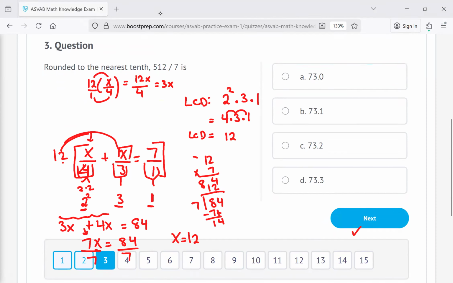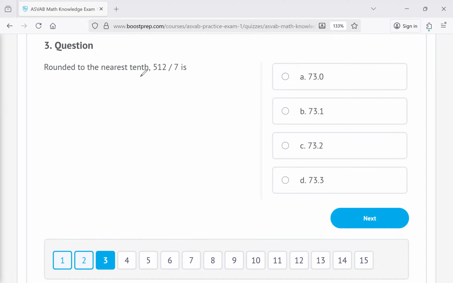Okay, question 3, round to the nearest 10. We have 5/12 over 7, so I don't like that slanted line. I'm going to just rewrite it as 5 over 12 over 7. So they want you to round this because you have what's called an improper fraction. And what you want to do is make it a mixed number or make it a decimal.